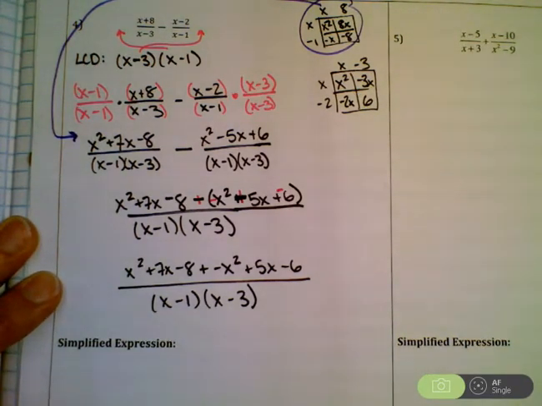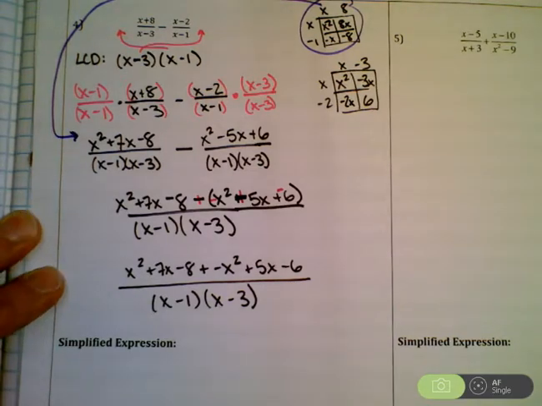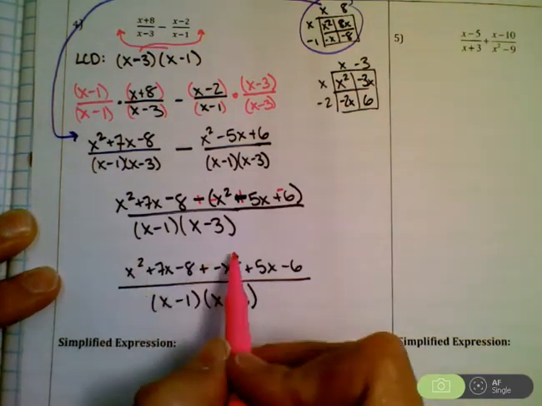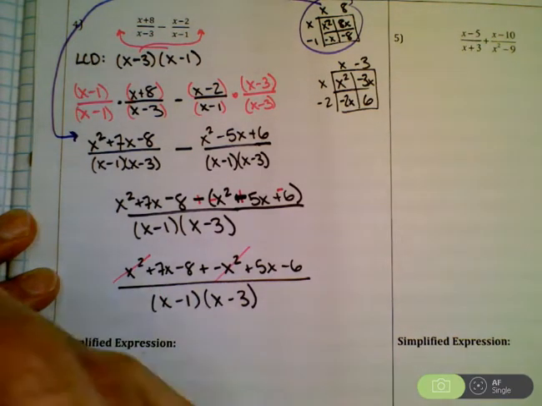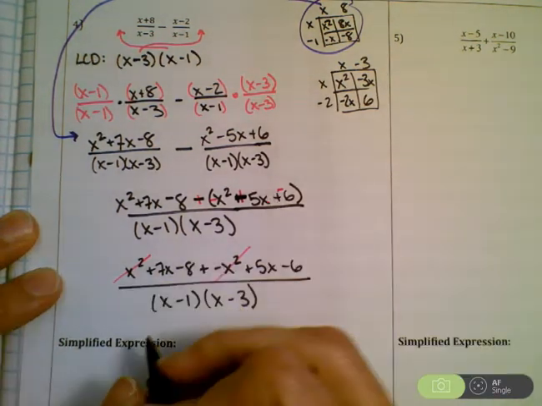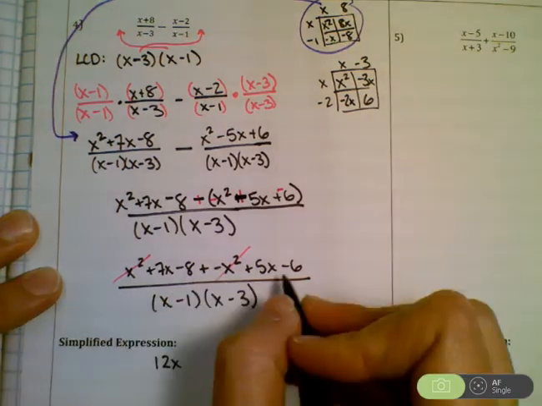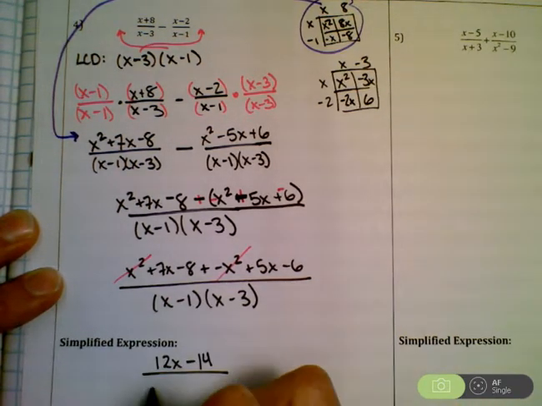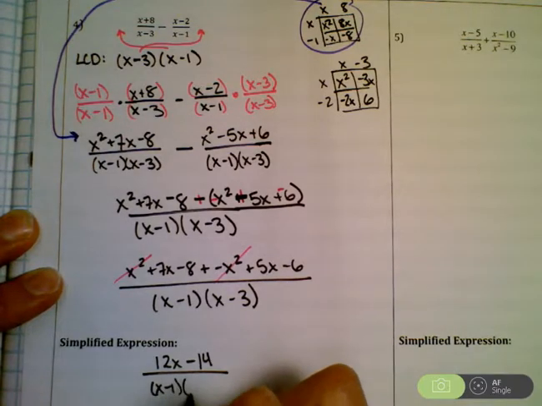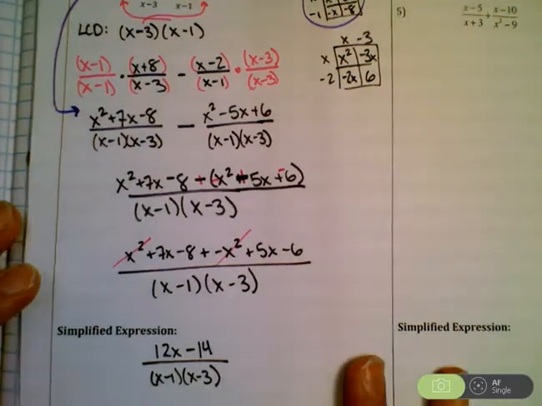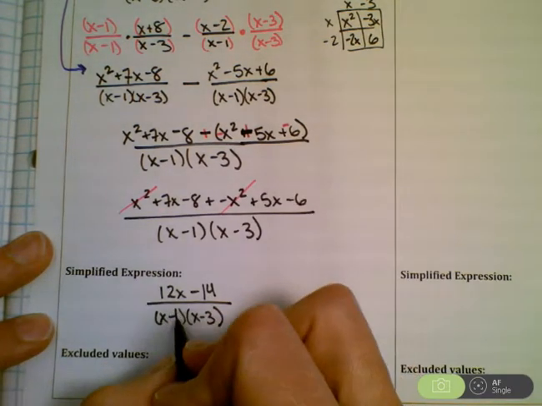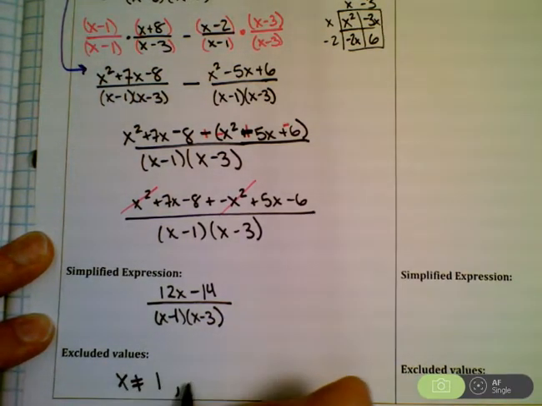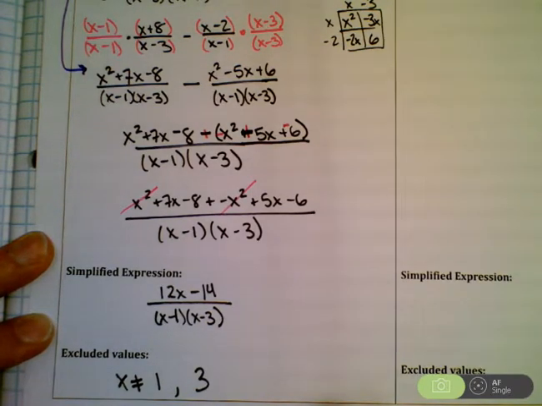So I look at it and, oh man, I haven't used any sound effects yet in this video. Well, that's okay. x squared and negative x squared cancel right out. 7x and 5x is 12x. Negative 8 and negative 6 is negative 14 over x minus 1 times x minus 3. Okay, so we're just combining like terms on the top, keeping our denominator the same, and x cannot equal 1 or 3. Opposites of those.